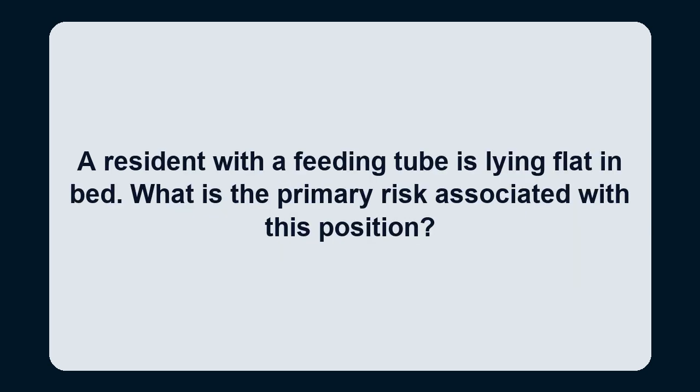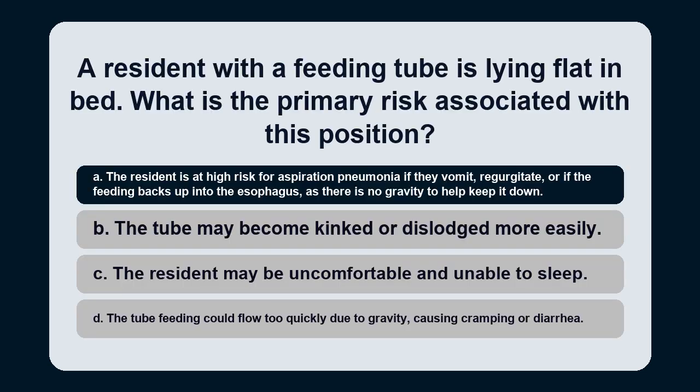Question 5. A resident with a feeding tube is lying flat in bed. What is the primary risk associated with this position? Option A. The resident is at high risk for aspiration pneumonia if they vomit, regurgitate, or if the feeding backs up into the esophagus, as there is no gravity to help keep it down.